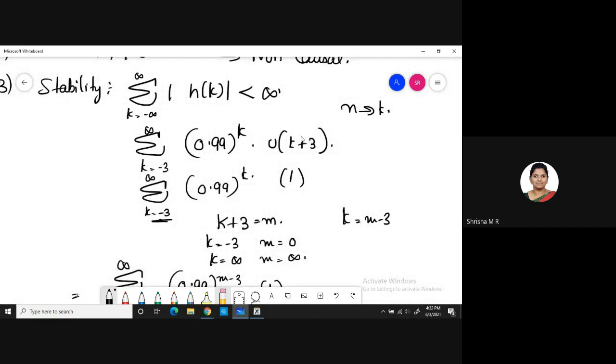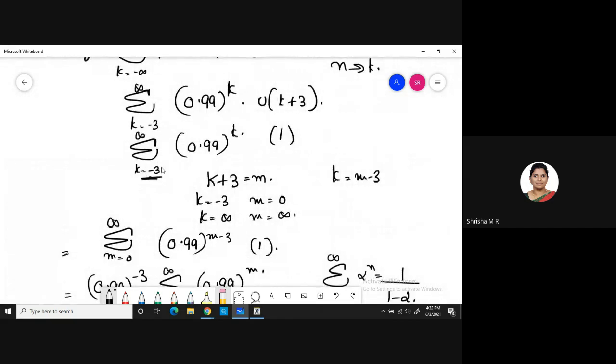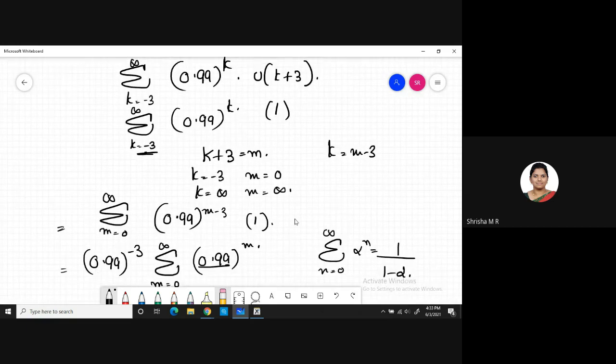So u of k plus 3 means left shift. So it will exist from minus 3 to infinity with an amplitude 1. So 1 is the amplitude, 0.99 to the power of k. Now to make the lower limit 0, you have to make k plus 3 equal to m. If you replace k with minus 3, m will be 0. If k is equal to infinity, m will also be equal to infinity. So k is equal to m minus 3.